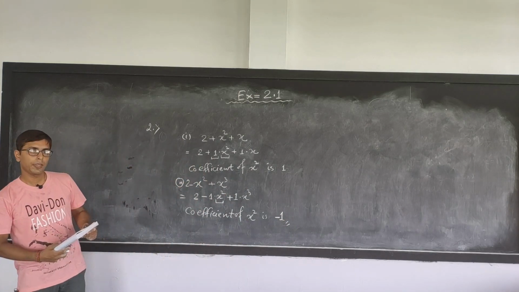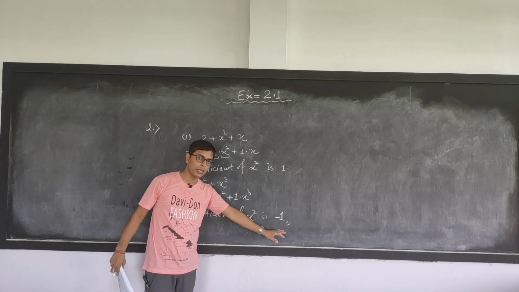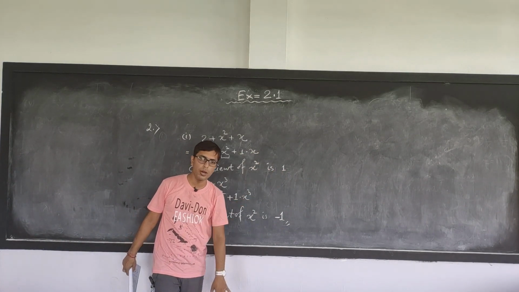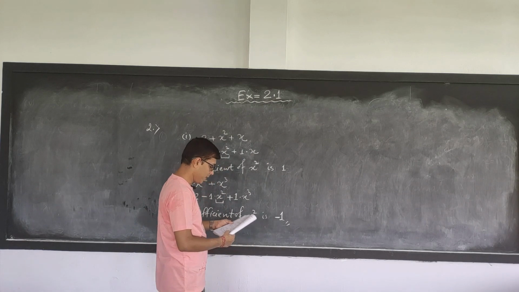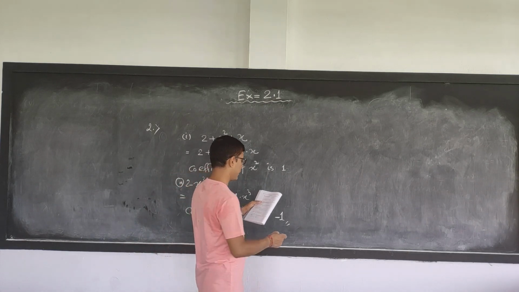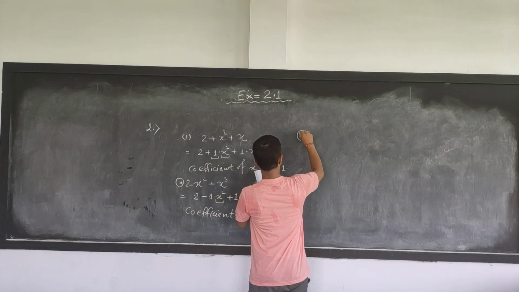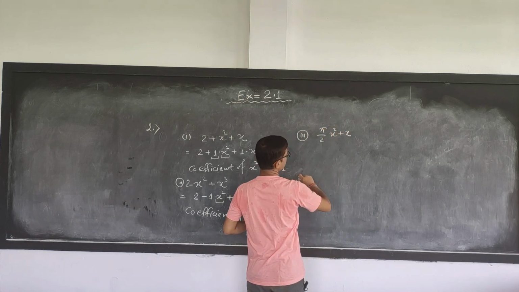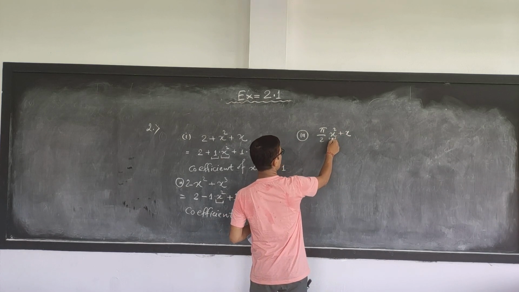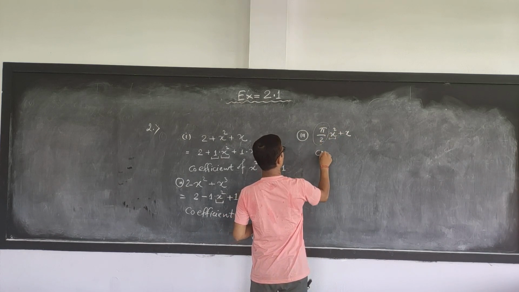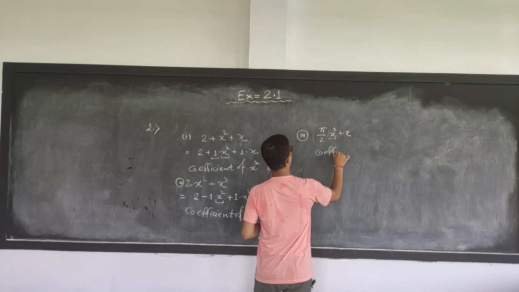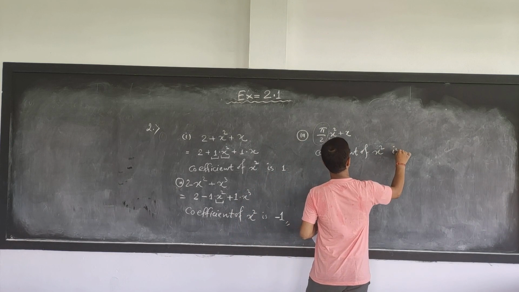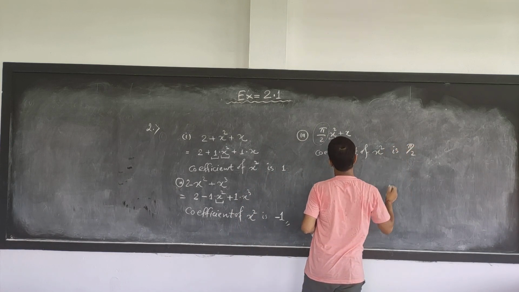Do you get it? If there is a negative sign, you have to put the negative sign. If there is a positive sign, you need not write it, because even if you do not write the positive sign, it will be positive. Clear? Then the third one is pi by 2 x square plus x. Look at the coefficient of x square here. This is x square. What is the coefficient? Pi by 2. So the coefficient of x square is pi by 2.